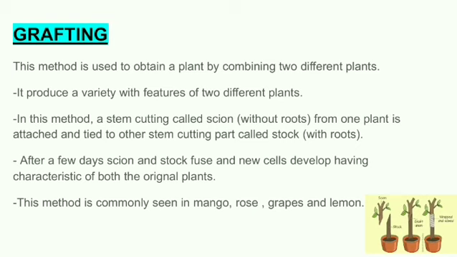In the example of the rose plant which I gave, after the method of grafting, you can see that the stalk part, the second plant on which we have tied the scion, will have both the red flower as well as the white flower. So this is one feature of grafting.